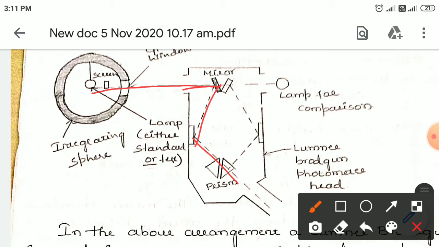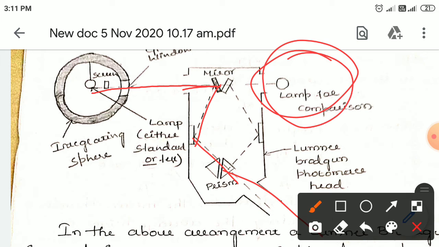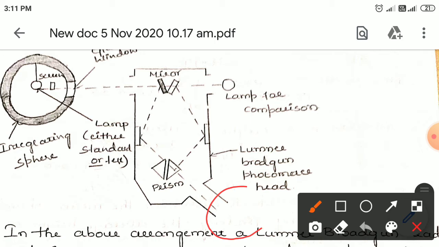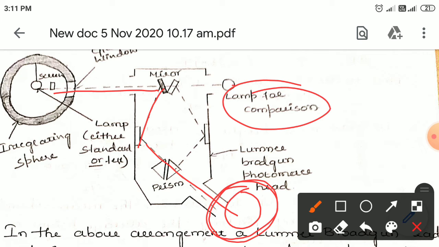Then it is passed through this surface. Now the mother lamp is used for the comparison. Here a lamp is used for the comparison. You can see there is a circular sphere made here. The light from this sphere will be reflected from here and then through the prism, and we get one radiation. The comparison lamp is also reflected and creates another layer of reflection.